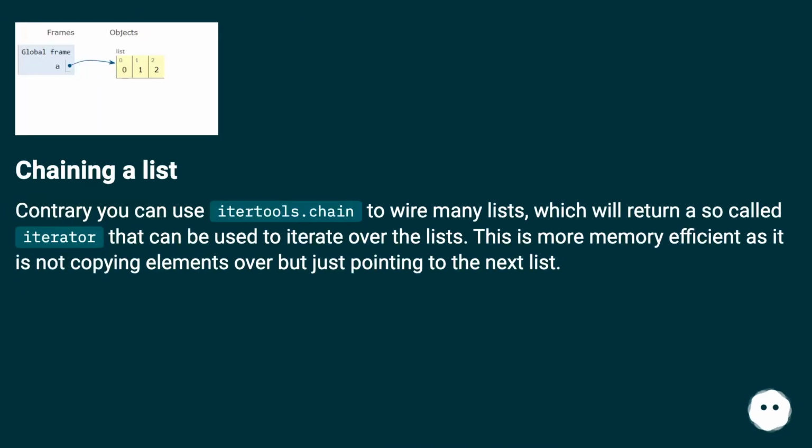Chaining a list. Contrary, you can use itertools.chain to wire many lists, which will return a so-called iterator that can be used to iterate over the lists. This is more memory efficient as it is not copying elements over but just pointing to the next list.